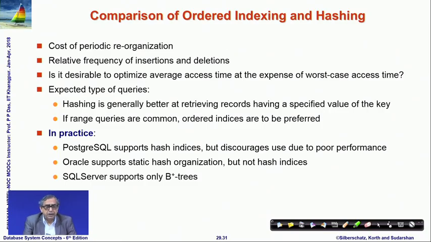If you would like to understand what the industry practices are, it is very mixed. If you just look at 3 of the very common database systems, PostgreSQL does support hash index, but does not recommend it because of the poor performance. Oracle supports static hash organization, but not hash indices. SQL Server supports only B plus trees, no hash index based scheme. So, you can see that the community is mixed in its reaction to indexing versus hashing, but hashing, at least in limited ways, is a powerful technique to go with.